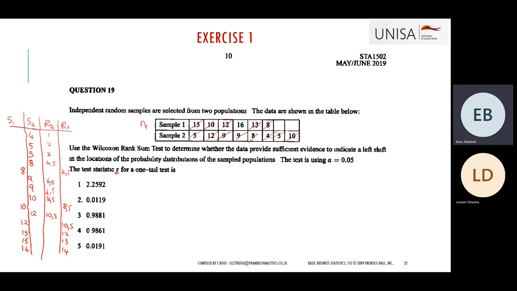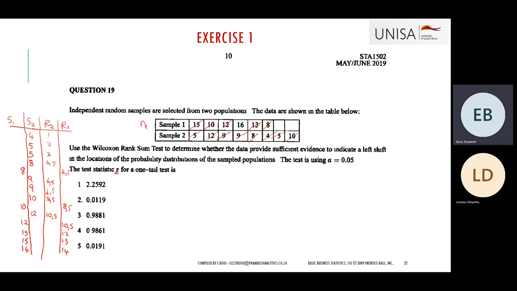14. Let's just count that again. How many values are here? 2, 4, 6, 8, 10, 12, 14. So there should be 14 of them. So 1, 2, 3, 4, 5, 4.5, 6, 7, 6.5, 6, 7, 8, 9, 8.5, 10, 11, 10.5, 12, 13, 14. There we go. So we have all of the values, so we just need to add them.